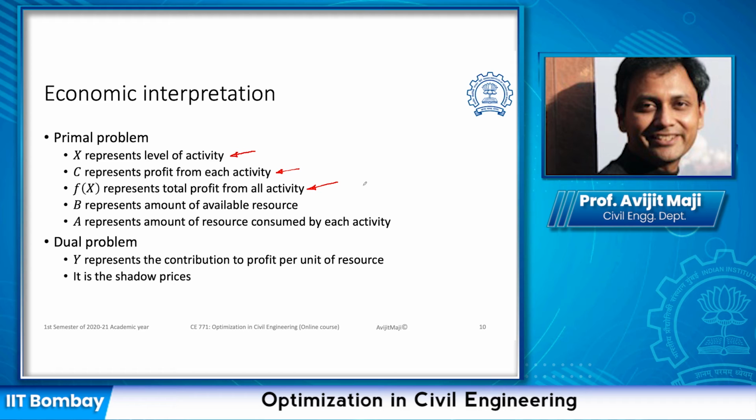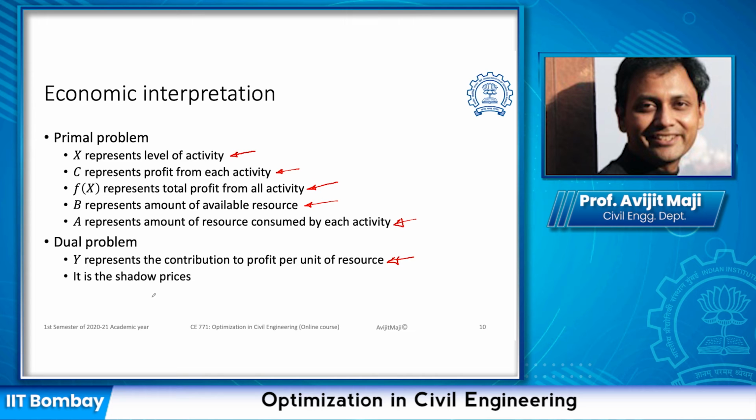Then we have the constraints, and on the right hand side of the constraint we have a constant, and this constant B represents the amount of available resource for the activity which we want to perform. And on the left hand side we have the coefficients of the variables in the constraint, and this coefficient A represents the amount of resource that needs to be consumed by each activity. Now, when we convert this problem into a dual problem, we have a new set of variables which is y, and this y represents the contribution to profit per unit of resource. We have a limitation on the resource, and in case we are trying to optimize, we need to see how this resource contributes to the profit, and that is what is being done in the dual problem.